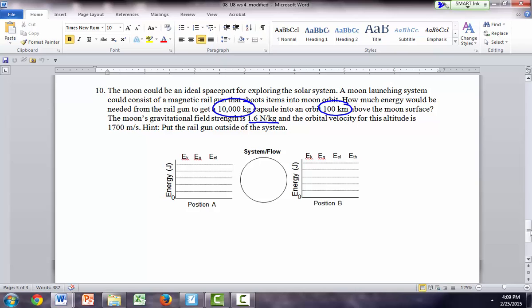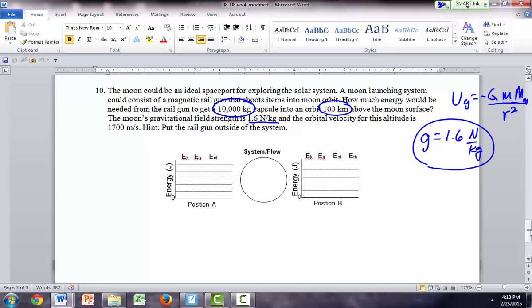Now, in this one, they assume that the moon's gravitational field strength is constant at 1.69 newtons per kilogram. I would challenge that and say this might be one where we would want to use this formula here, but that's not how this was intended to be worked. Because they gave you a constant value of this, I'm not going to make it more complicated. And they wanted to get this thing moving at 1,700 meters per second. So the railgun is going to do work because it's outside of the system. So how many joules is required?